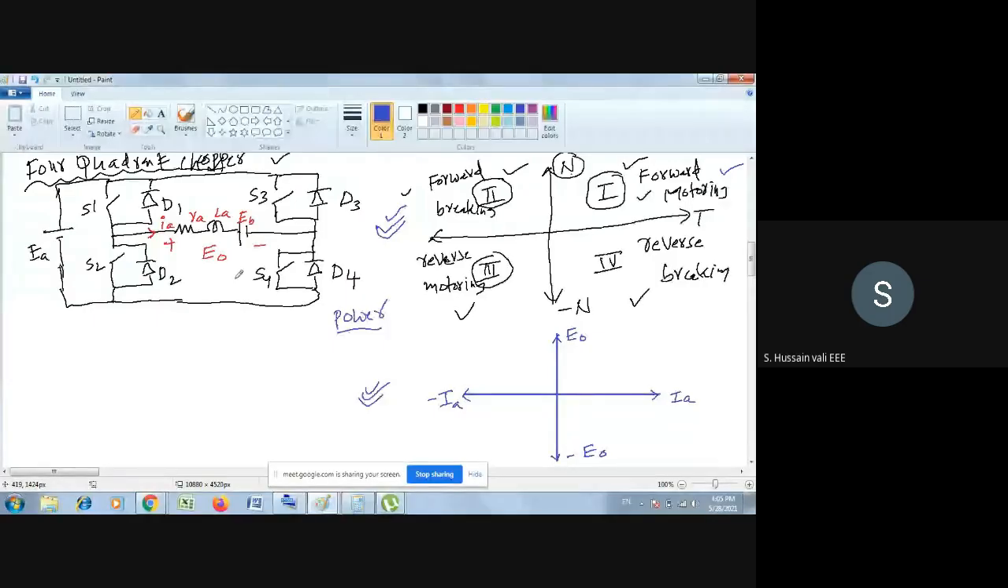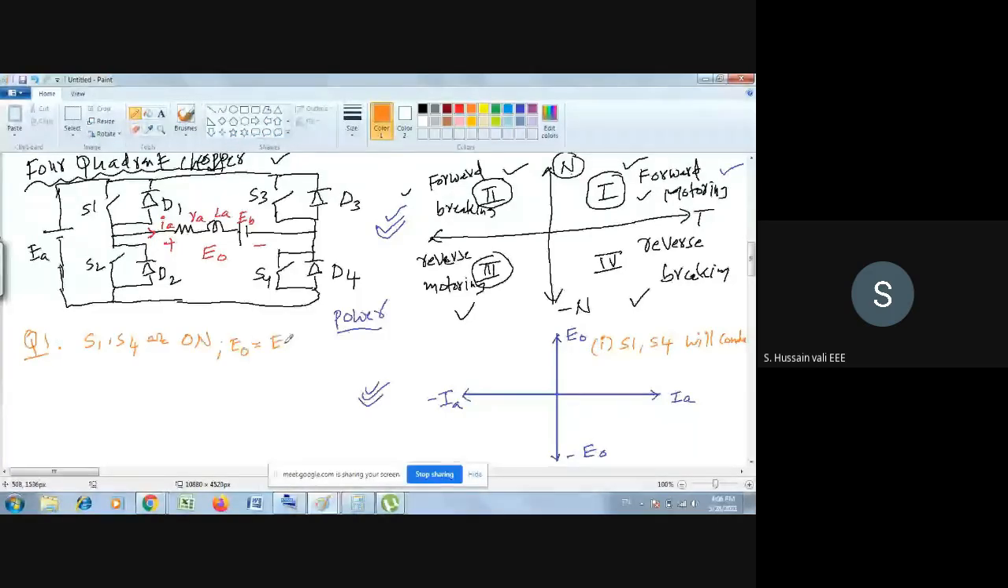To run the first quadrant, I will write here itself. First, switch 1 and switch 4 will conduct. I will write quadrant 1, first quadrant. In the first quadrant, first you turn on S1 and S4. When you turn on S1 and S4, please see what the direction of current and the polarity of the voltage are. When S1 and S4 are on, E naught will be EA. It's very simple to understand.